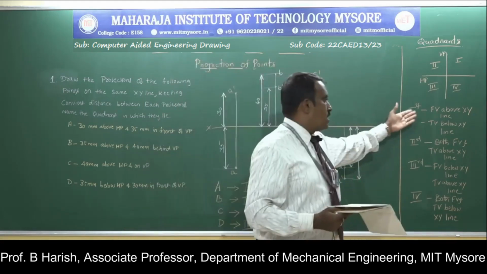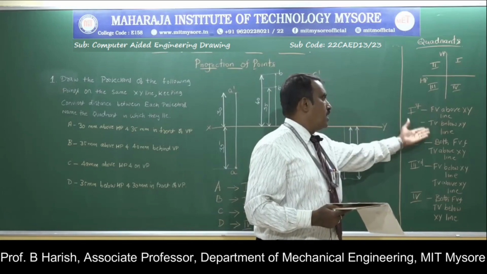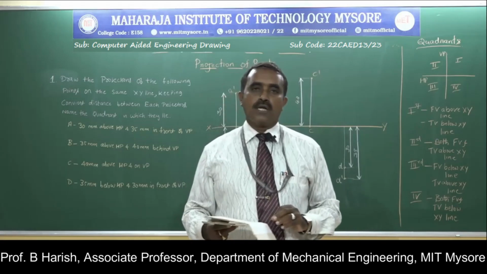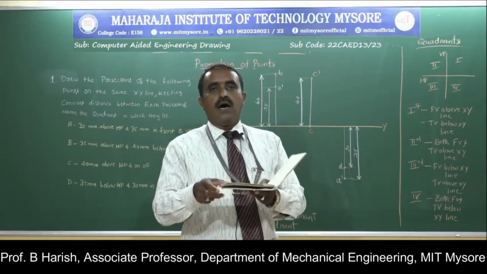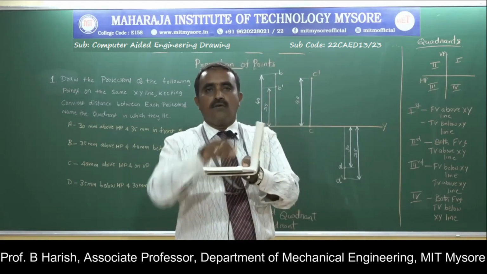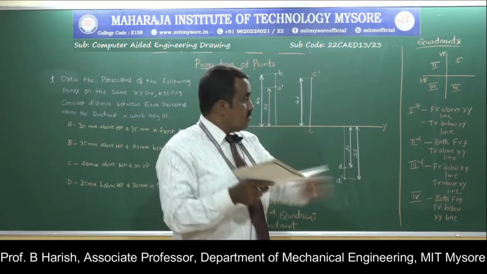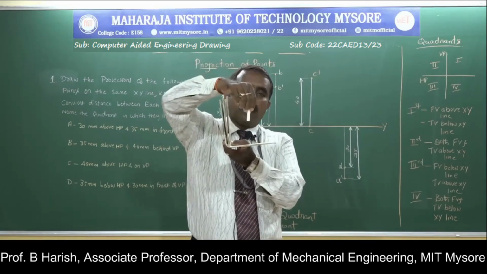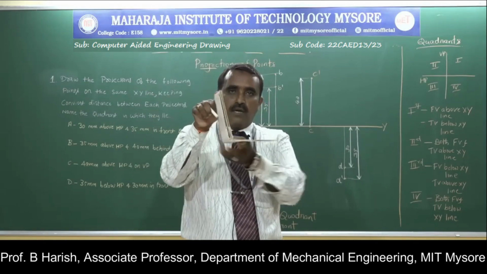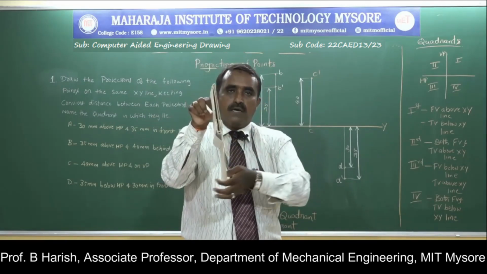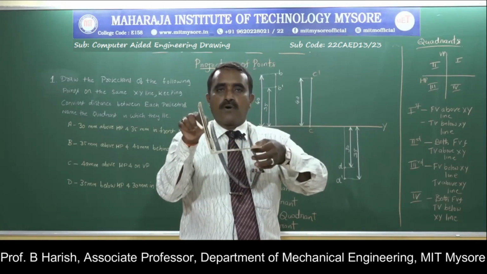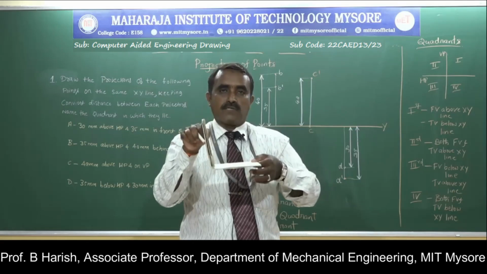So first quadrant: the front view will be above the XY line and the top view will be below the XY line. One more thing that has to be known is that the horizontal plane will always be rotated, and the vertical plane will be fixed. Coming to the first quadrant, the object is here. The vertical plane is fixed, and the horizontal plane will always be rotated clockwise. Very important: the horizontal plane will be rotated, the vertical plane will always be fixed.